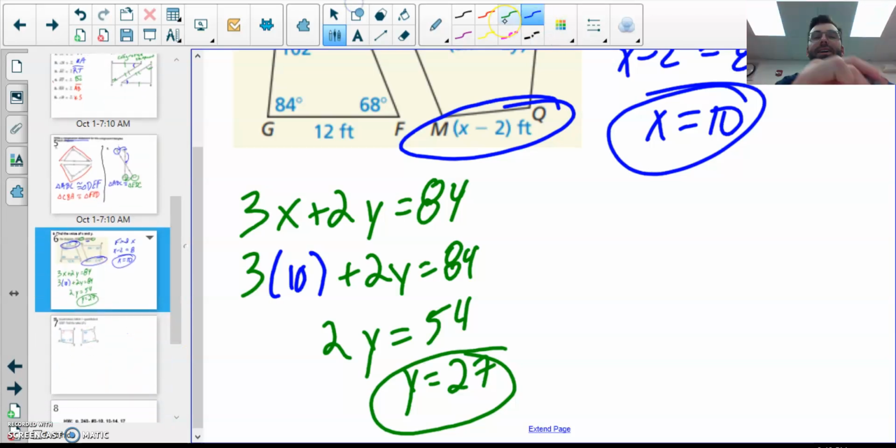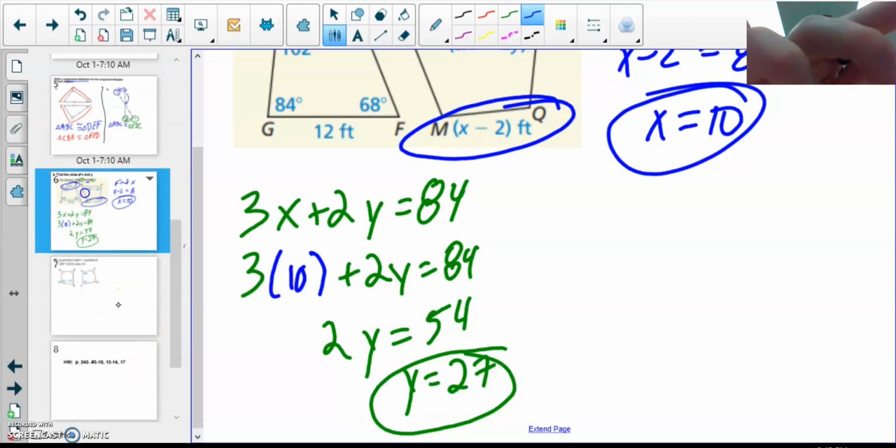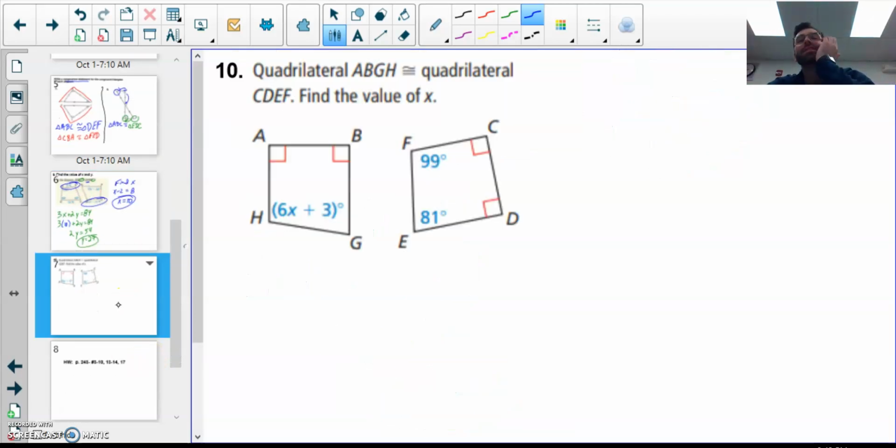Here we go. What else? Let's try another one. I know that ABGH is congruent to CDEF. Find the value of x. So I have x is angle H. All right, well, angle H.